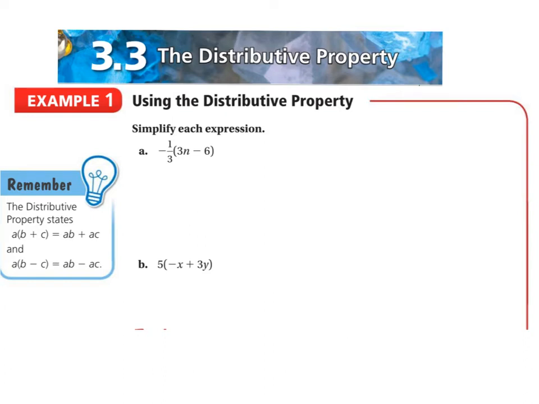All right, here we go. We're on 3.3. We're going to do the distributive property. Should have learned this last year. This year we're going to be using negative numbers. So even if you didn't learn this last year, it's okay. We'll easily be able to do this.